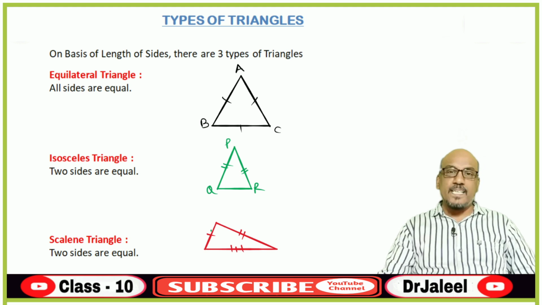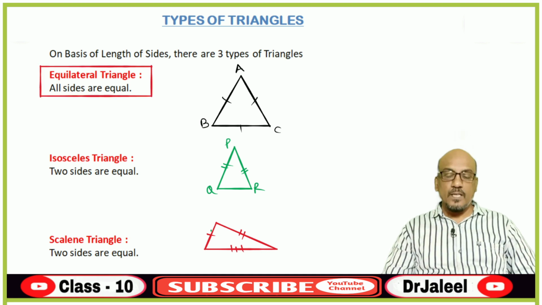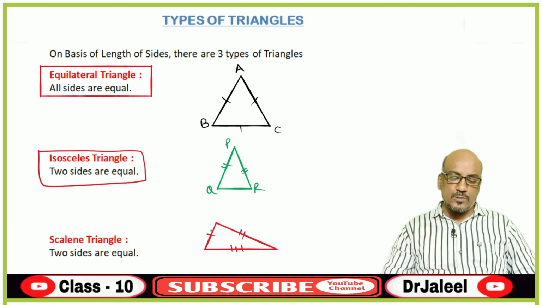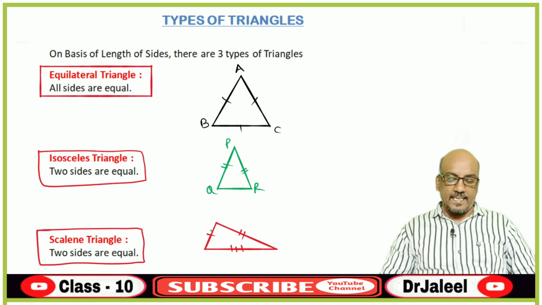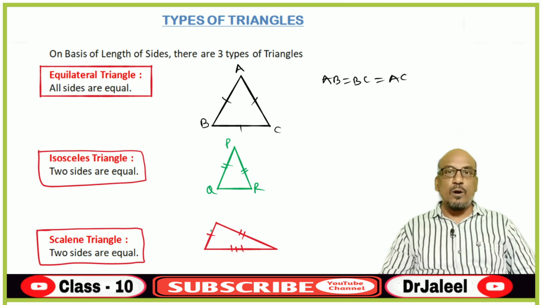If there are 3 sides equal in the triangle, it is called equilateral triangle. And if there are 2 sides equal, then it is called isosceles triangle. If there are no sides equal, then we name it as scalene triangle. So children, symbolically we represent here in equilateral triangle that AB is equal to BC is equal to AC. All the 3 sides equal.